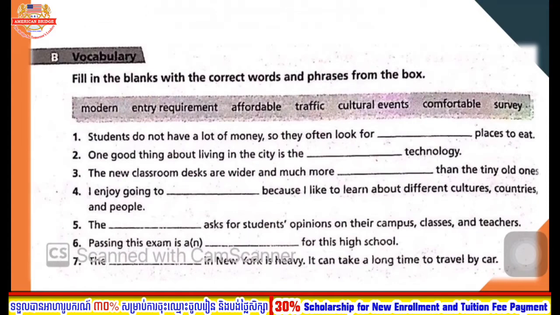Okay. So in the book we have modern, entry requirement, affordable, traffic, cultural events, comfortable, survey. Okay, so now what you have to do is just complete these vocabularies and phrases into the correct blanks below from 1 to 7. So you have 2 minutes to do it. So now let's pause the video and do this exercise. Let's go.